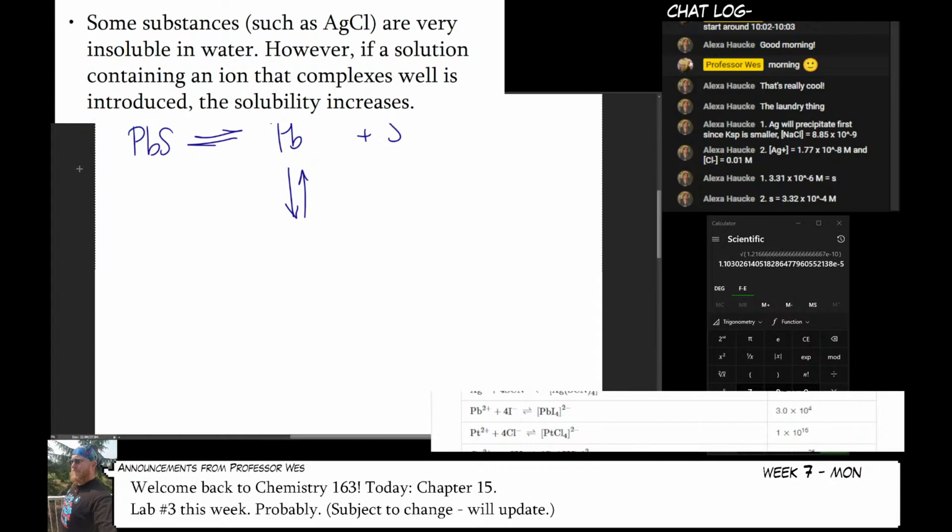I don't like how I wrote that, so hold on. All right, let's get a new color here to illustrate what I'm doing. That's not different enough. That's better, okay.